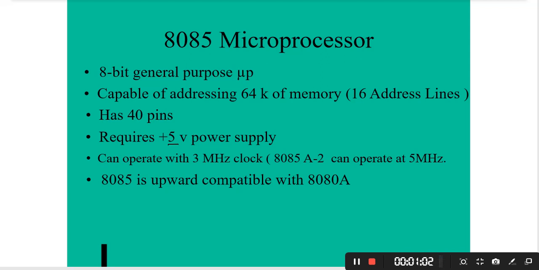Initial versions operated at a 3 MHz clock, but later on the new model 8085A2 can operate at 5 MHz frequency. The instructions that are executing in the 8085 can also execute the instructions of the older version, that is 8080A.